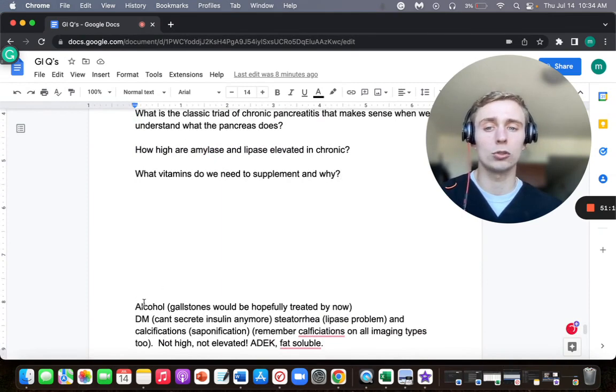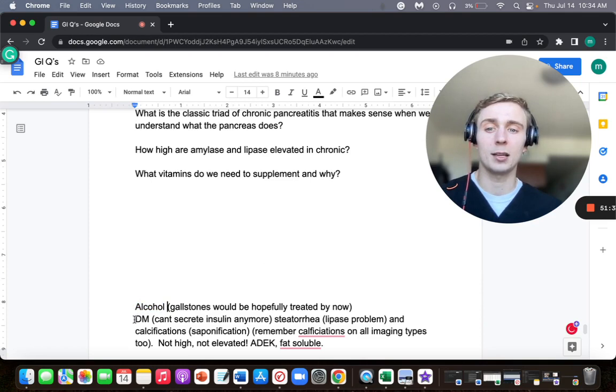Alcohol is the most common cause of chronic pancreatitis. Gallstones would be hopefully treated by now. So if they're having continual chronic pancreatitis, if it was gallstone pancreatitis, we probably would have given them a cholecystectomy or done an ERCP or something by now to relieve them of the gallstones. So if they're repeatedly drinking alcohol, that's going to be the most common cause of chronic pancreatitis.